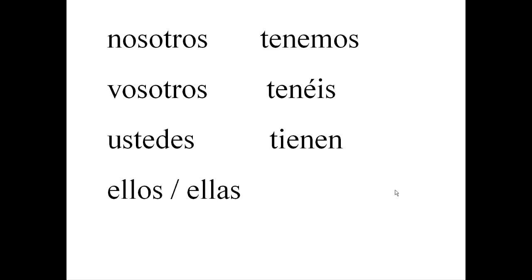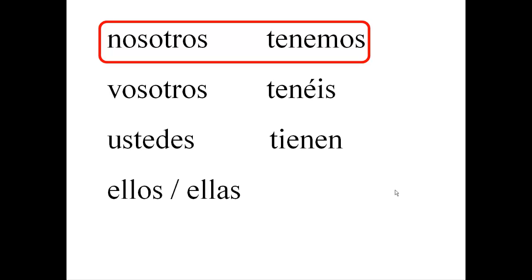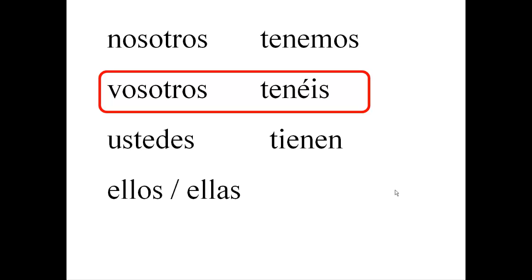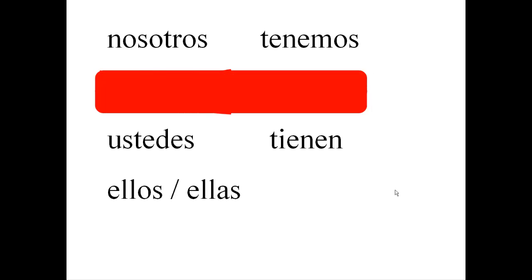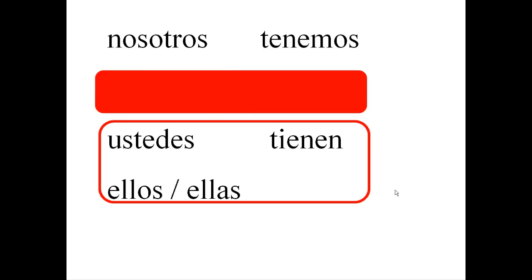Now the plural side. We have. Nosotros tenemos. Y'all have. Vosotros tenéis. This one is the one that's only used in Spain. So for the purpose of this lesson, we'll just kind of block it out entirely. And then ustedes for you all. And ellos or ellas for they.